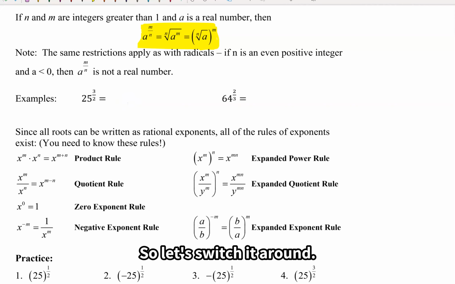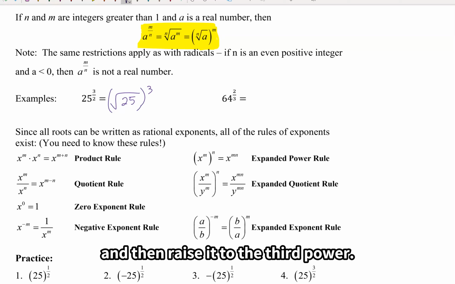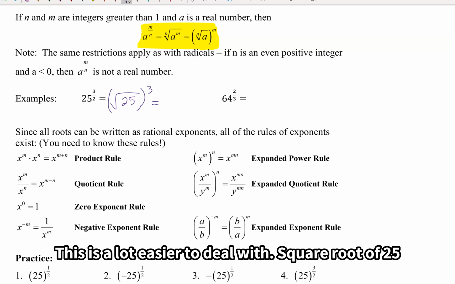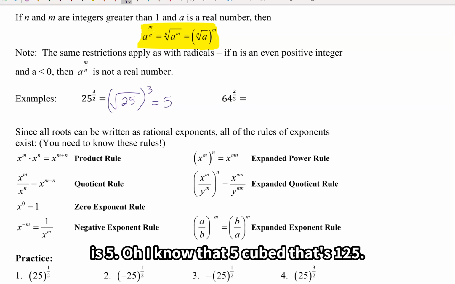These things are equal. The nth root of a to the m is equivalent to the nth root of a raised to the m power. So we can change it and say square root of 25 first and then raise it to the 3rd power. This is a lot easier to deal with. Square root of 25 is 5. Oh, I know that. 5 cubed, that's 125. I can do that. Try 64 to the 2/3 on your own.